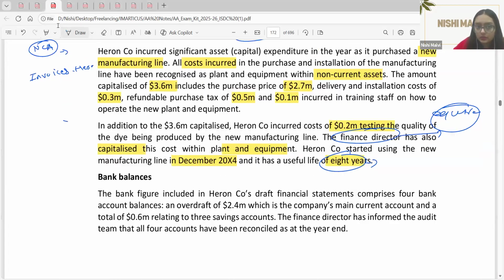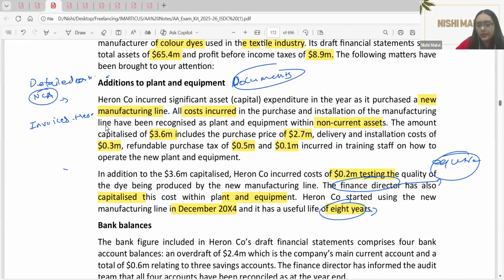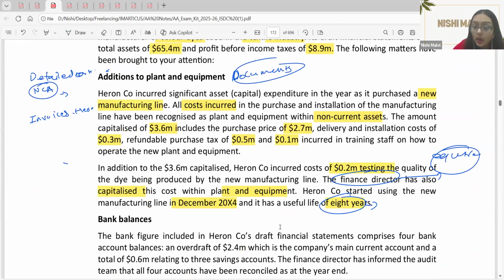Your year end is 31st May 2025. Then it's correct. Heron company started using. Okay. One more thing. Started using. Then you need to make sure that the depreciation is only after that date. December. That to 31st December, not given which date. December, Jan, Feb, March, April, May. Only 6 months depreciation should be recorded.